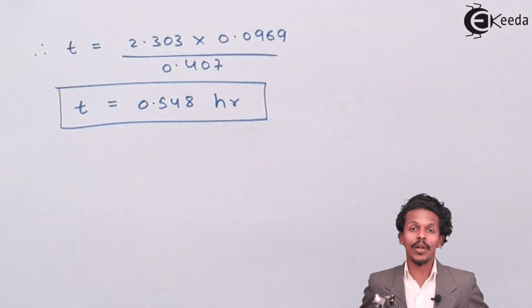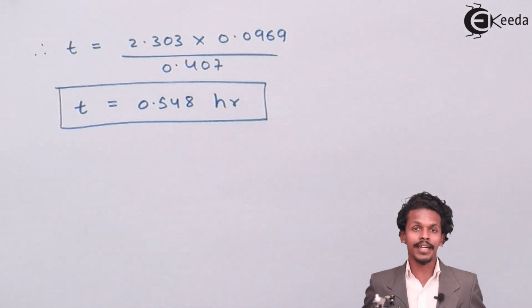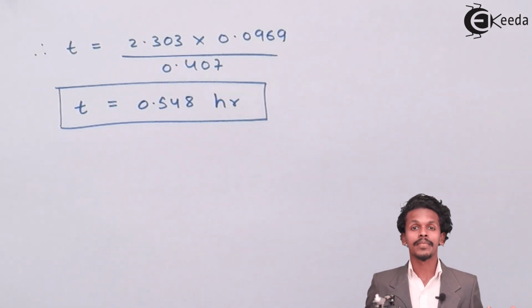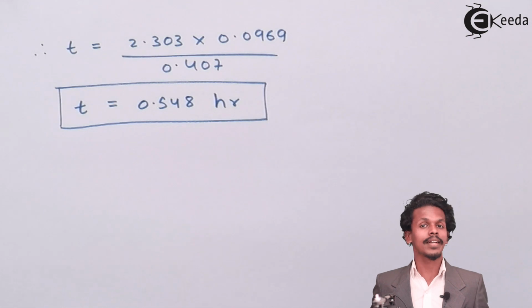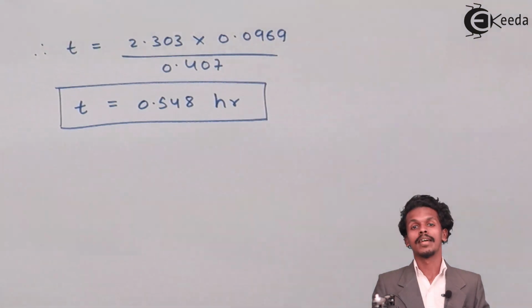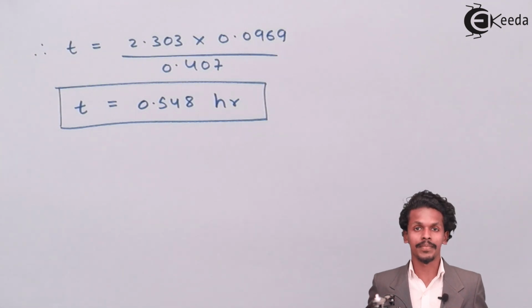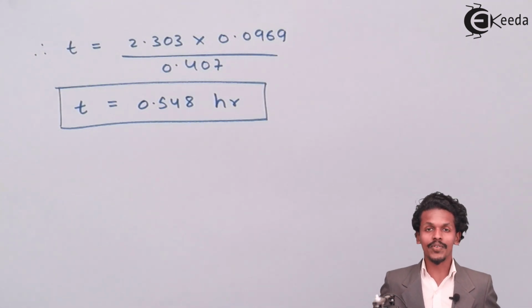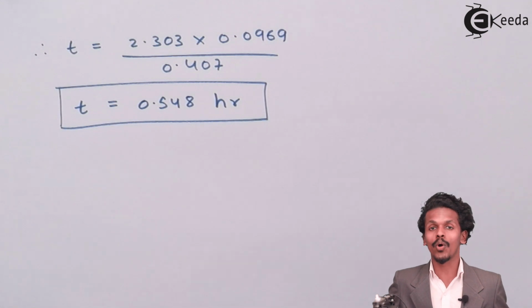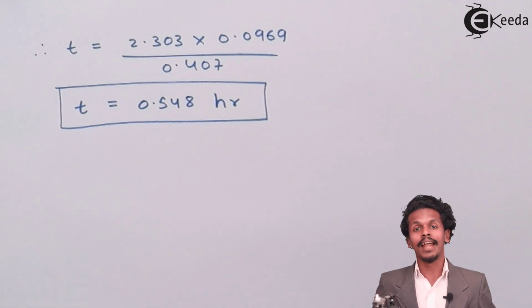So this is how we have calculated the rate constant and the time required to convert a particular reactant to a particular concentration. Thank you friends for watching this video. I hope you have got to know how to solve this kind of numerical, and please share this with your friends and let them know too.